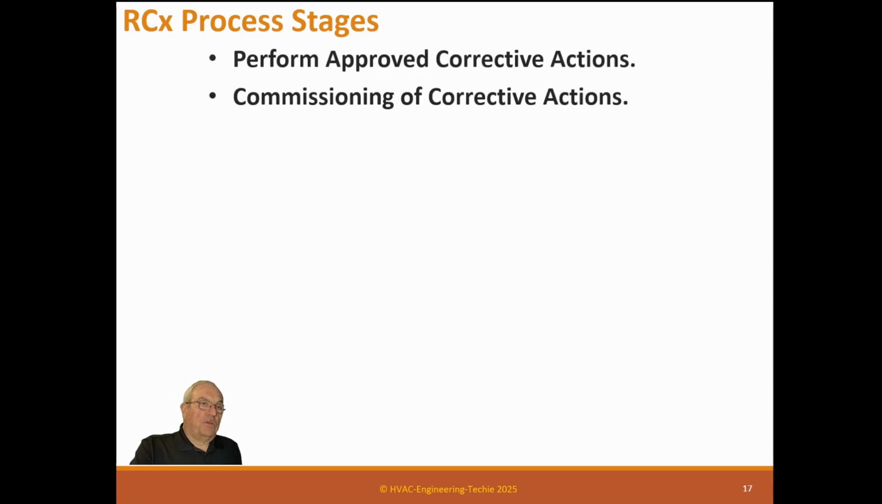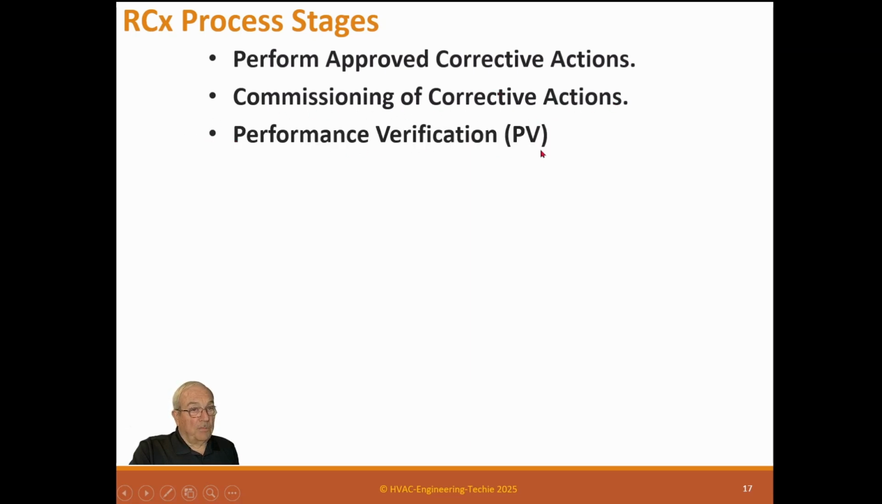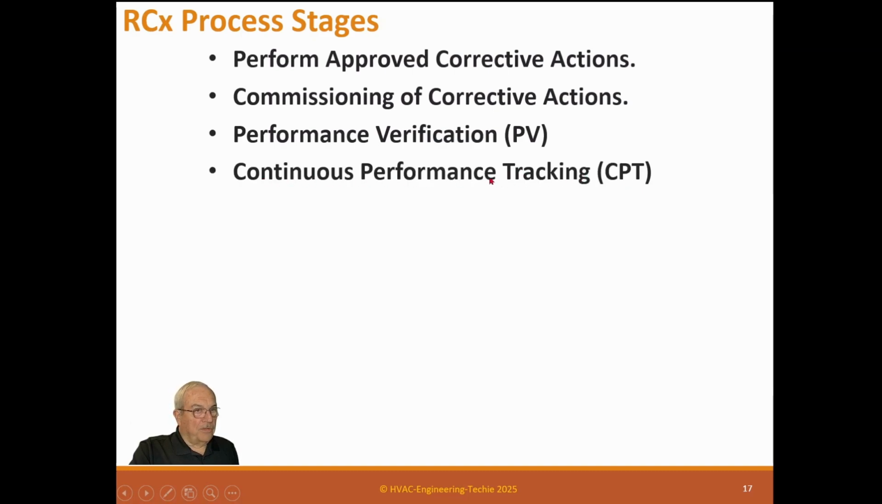Then you need to perform the approved corrections, commission the corrective actions, and this is where the owner decides if he wants to spend money to fix the major portions of his building, and those need to be commissioned. Performance verification, which is PV, continued performance tracking. So you need to set this system up for an owner if he doesn't have one already. What happens if you build a new building and you get it working and you don't do a CPT, a tracking system? It will degrade over time. This system will actually improve performance over time and keep the persistence of the building good.